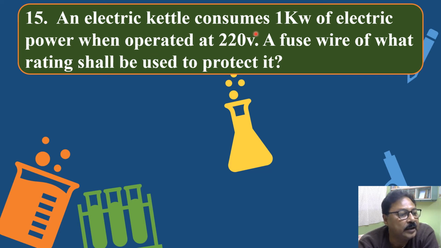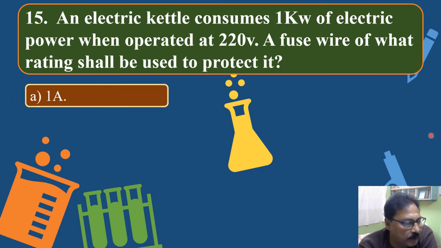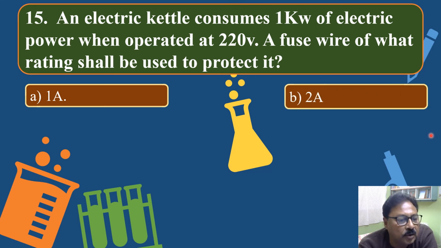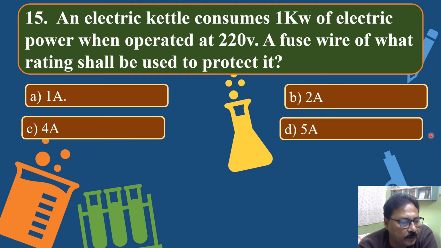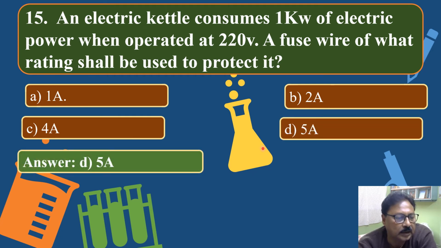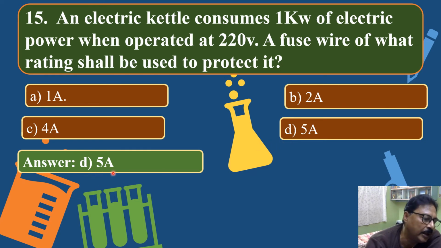An electric kettle consumes 1 kilowatt of electric power when operated at 220 volt. A fuse wire of what rating shall be used to protect it? Option A, 1 amp; option B, 2 amp; option C, 4 amp; option D, 5 amp. The correct option is option D, 5 amps.